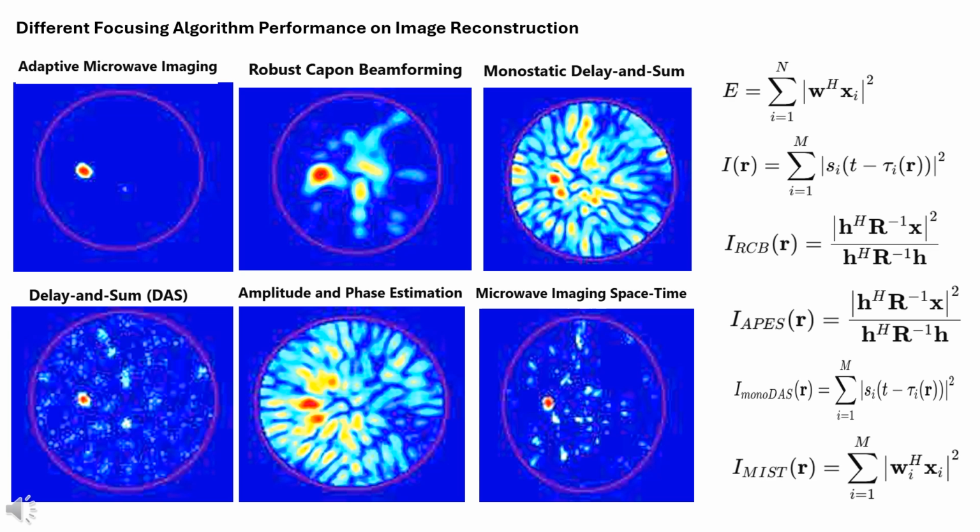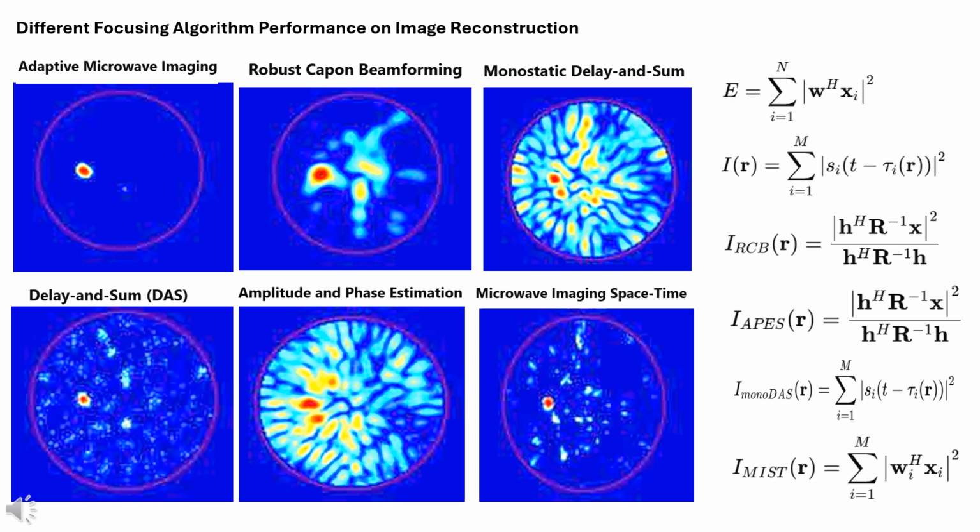In this slide, we compare 6 imaging algorithms used for breast cancer detection, each visualized with its respective performance. Let's walk through them, focusing on the key differences in resolution, noise suppression, and interference rejection, while also introducing the core mathematical formulations behind each method.